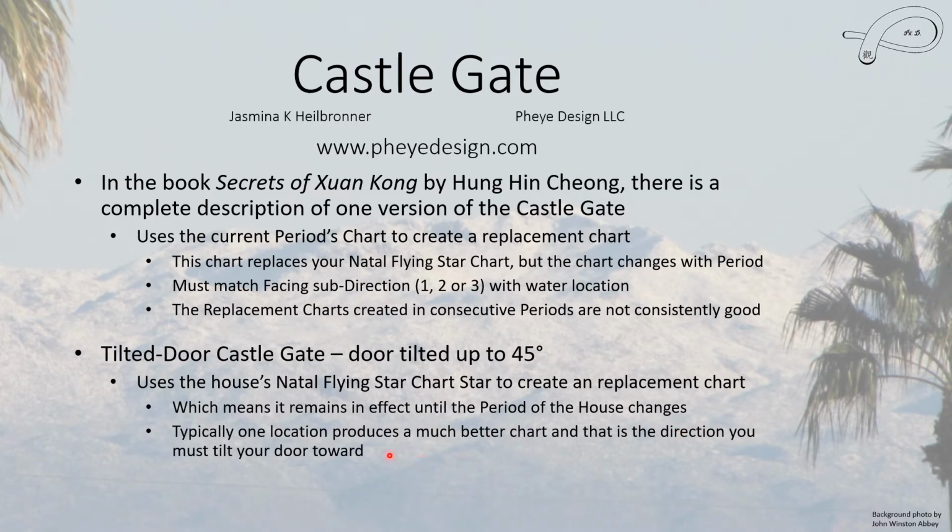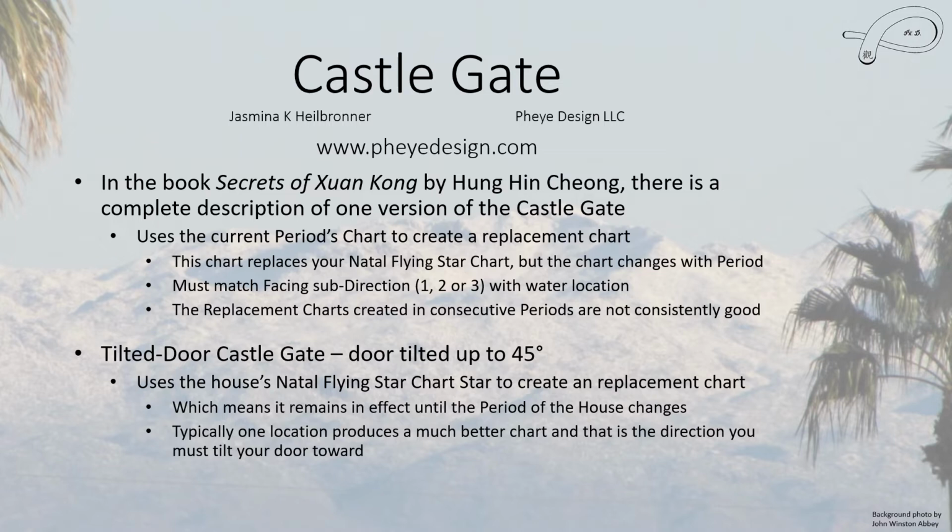Now, typically, and this is quite typical, you have two locations. If you have an east-facing house, it could be in the northeast or the southeast. That's where you could have water. And one of these locations typically produces a much better chart than the other location. And that's the direction where you place the water, and that's the direction you must tilt your door towards.